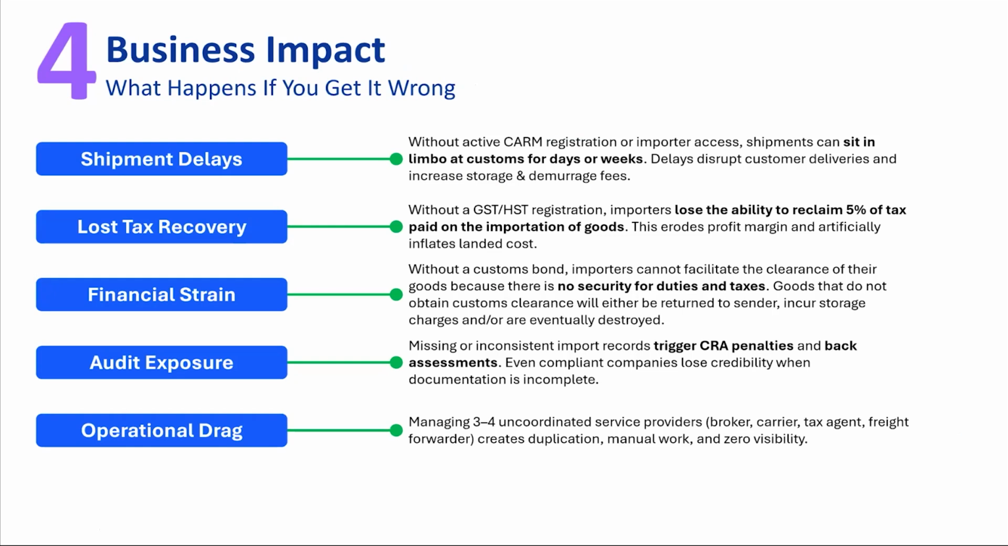So when compliance is not handled correctly, these are some of the typical issues that we see. Shipment delays. Without an active CARM registration or importer's code, your BN number, shipments can sit in limbo at customs for days or weeks. Those delays disrupt the customer delivery cycle for many of you. Secondarily, you'll have storage and demurrage costs. And then you lead down that path of either return to shipper, so those items are returned to the US and now you've got that return leg to pay for too. And secondarily, if the situation warrants it, it might result in the items being destroyed.